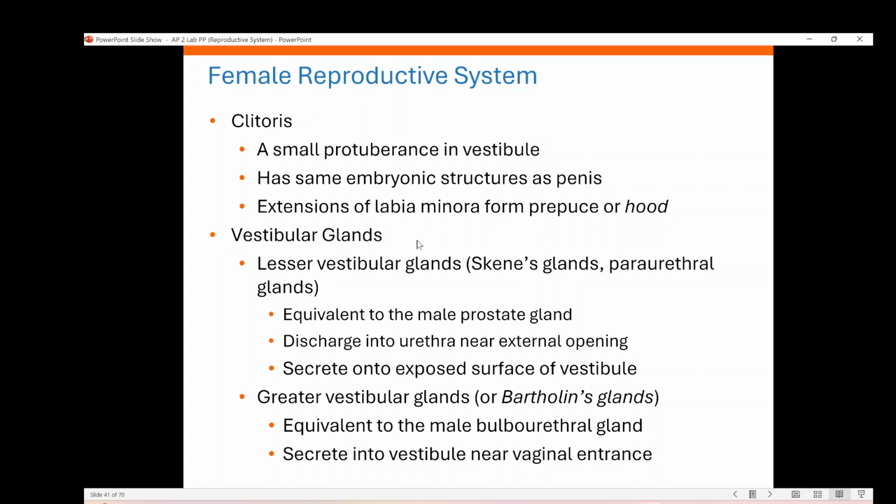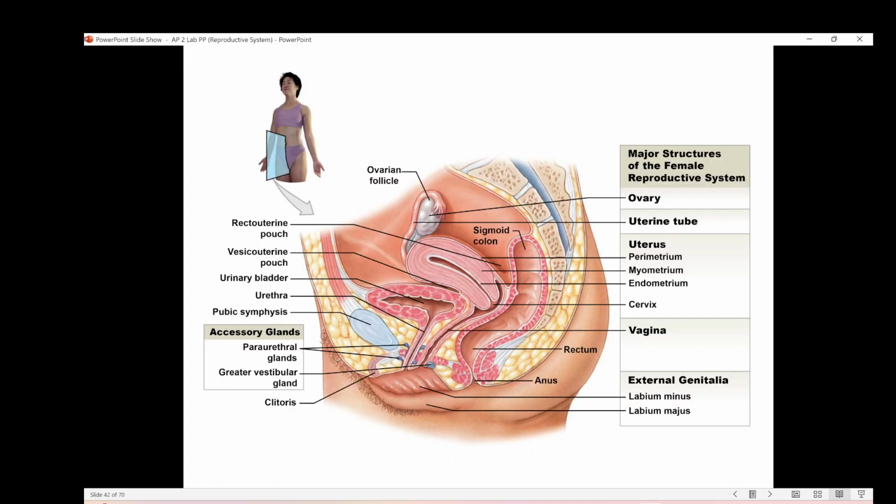Now, there's a couple other glands associated with the female reproductive system. There's these glands called the lesser vestibular glands. A lot of times in medicine and gynecology, they'll call them the Skene's glands, and then also the paraurethral gland. These glands are equivalent to the male prostate gland. And just like the male prostate gland opened up into the urethra, these glands also open up into the urethra.